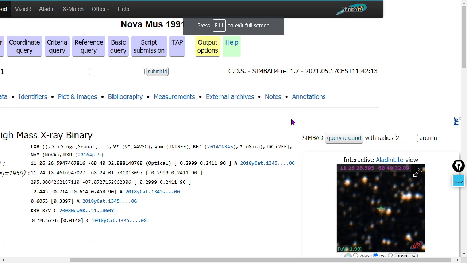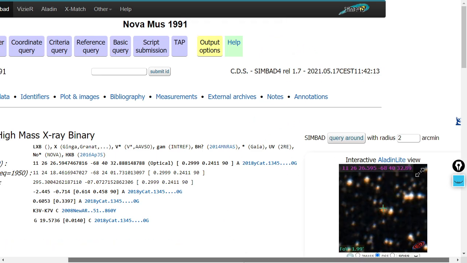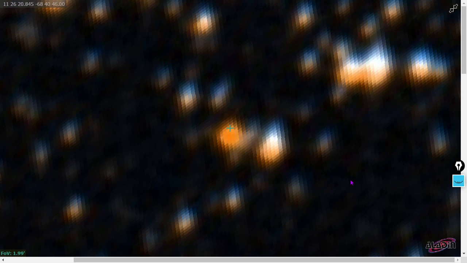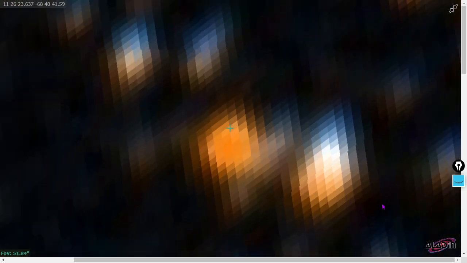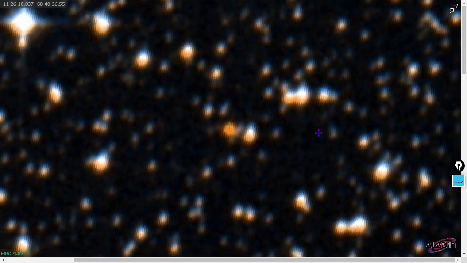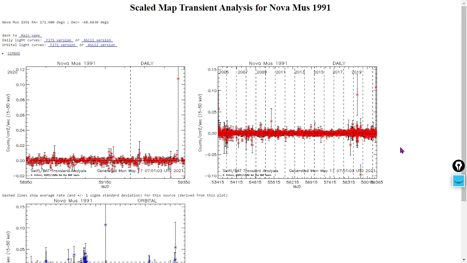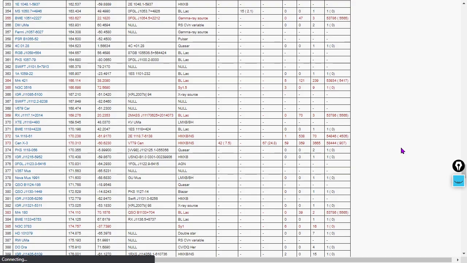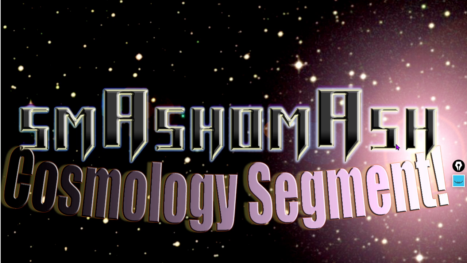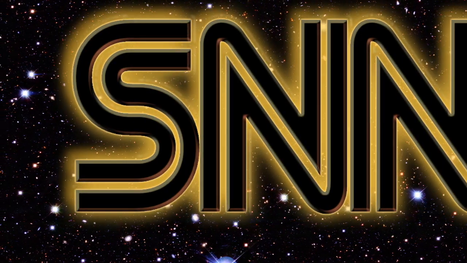Nova Mus 1991. Leave us a comment if you find an article about that one. There it is on the SIMBAD, and you can see it is indeed an oblong-looking light source. I'll just say the low-mass X-ray binary, entry number 378 at the Neil Gehrels Swift Observatory. That's today's cosmology segment. See you later, Twitch.